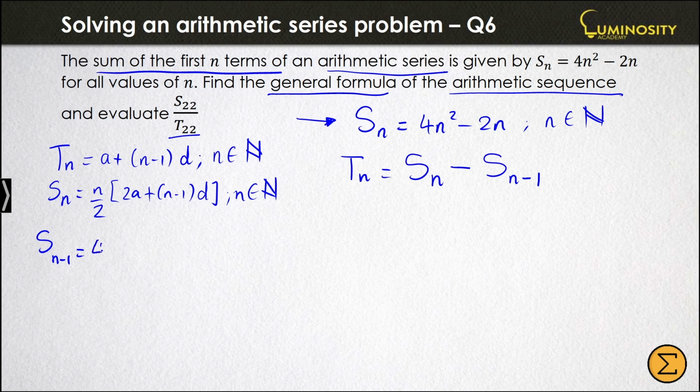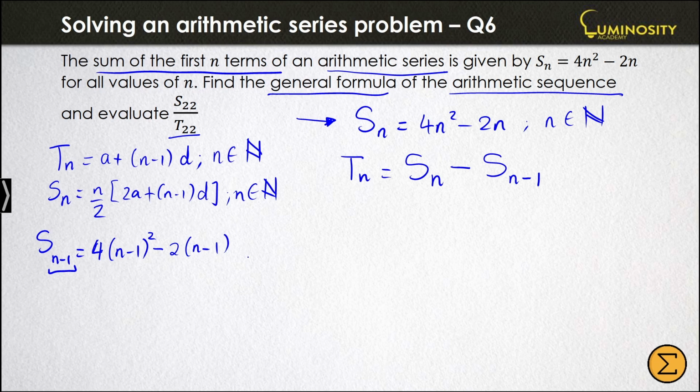So it's 4 times n minus 1 all squared, minus 2 times n minus 1. Because that's what this is saying: add up the first n minus 1 terms. We know the sum of the first n terms is given by this expression, so the sum of the first n minus 1 terms is just the n minus 1th position wherever there was an n.